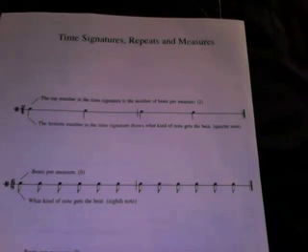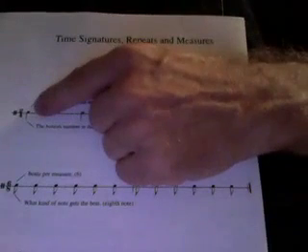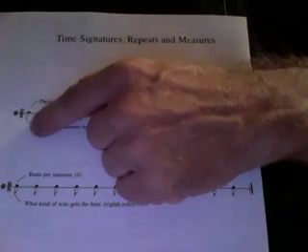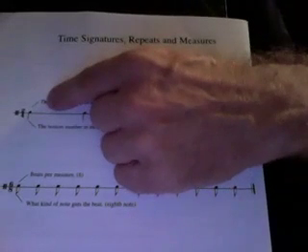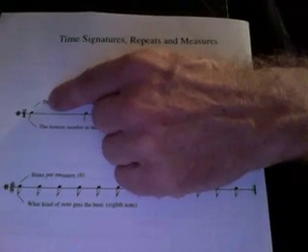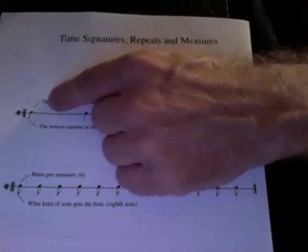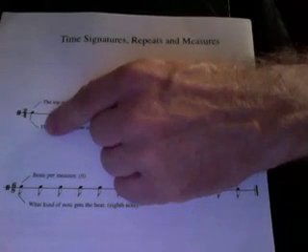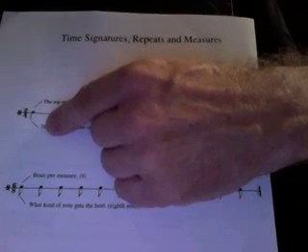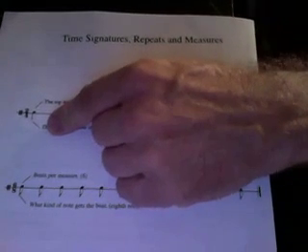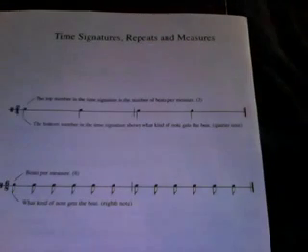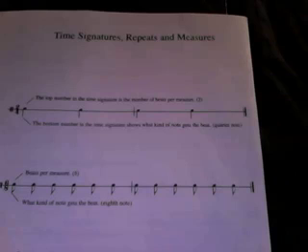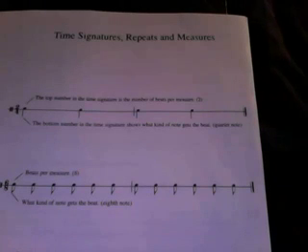In a time signature, there are two numbers, a number on top, which in this case is 2, and a number on the bottom, which is 4. The top number in the time signature is the number of beats per measure, which is 2. The bottom number shows what kind of note gets the beat, in this case a quarter note. So this will be counted and played 1, 2, 1, 2, 1, 2, 1, 2.